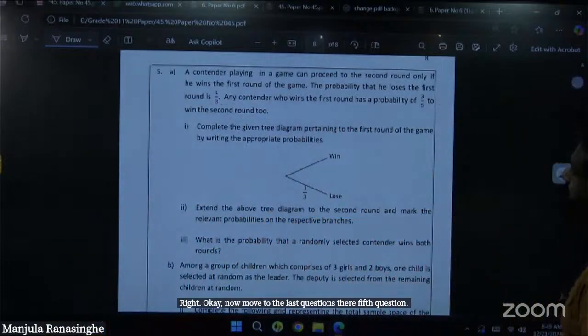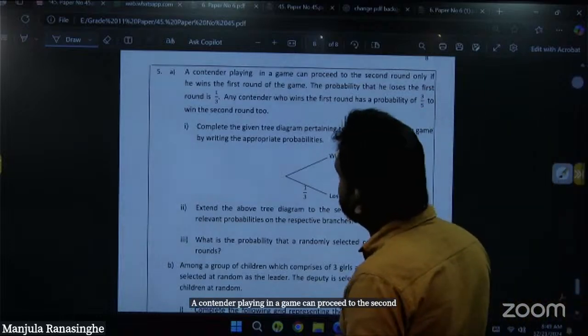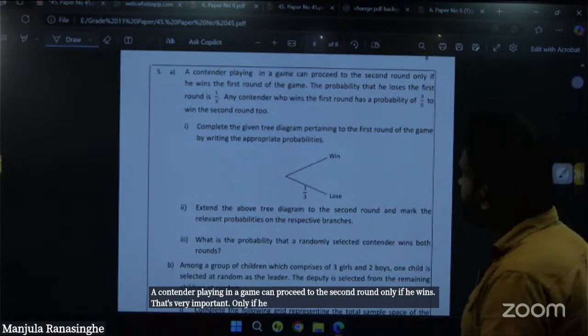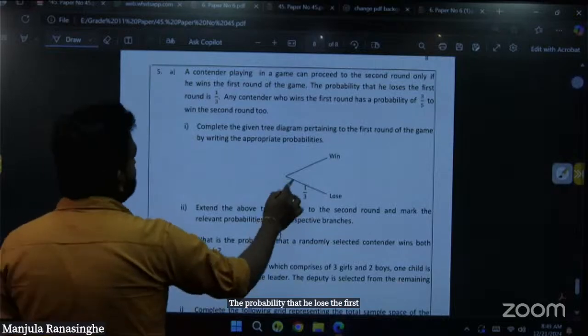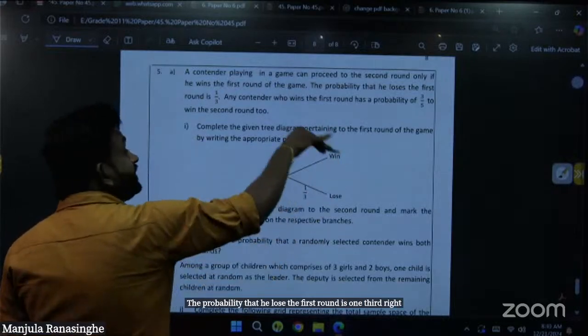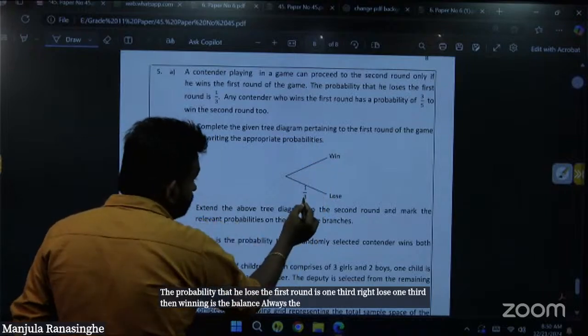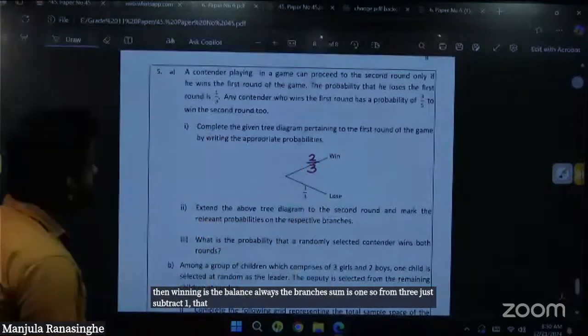A contender playing in a game can proceed to the second round only if he wins. That's very important. Only if he wins the first round of the game. The probability that he loses the first round is 1/3. Right? Lose 1/3, then winning is the balance. Always the branches sum to 1. So from 3, just subtract 1. That gives you 2 upon 3.